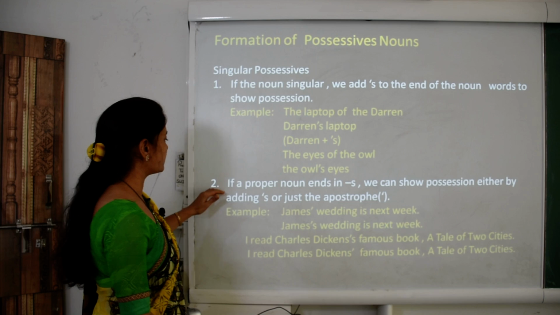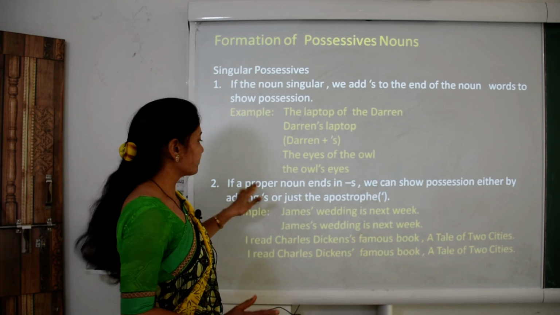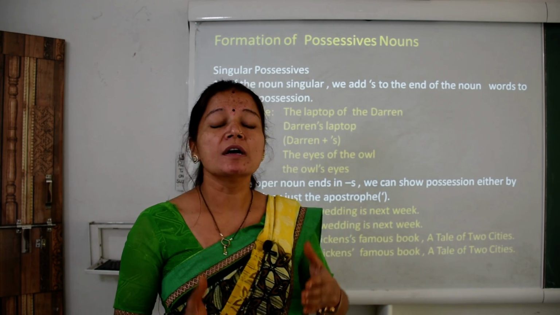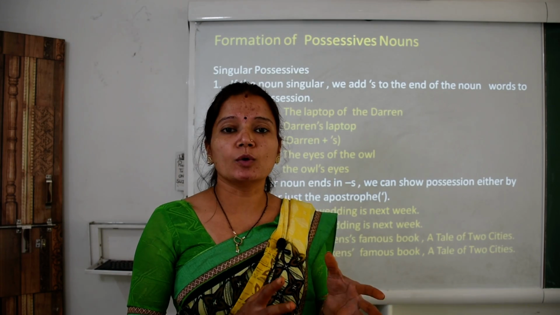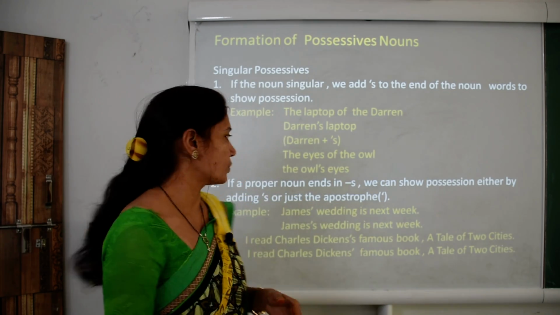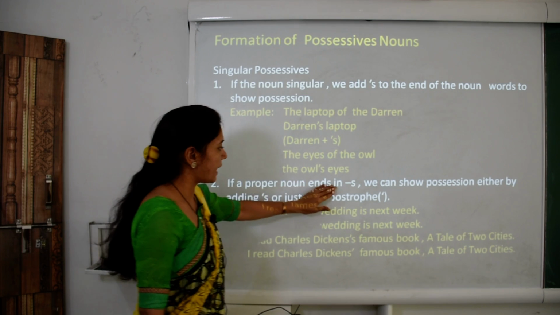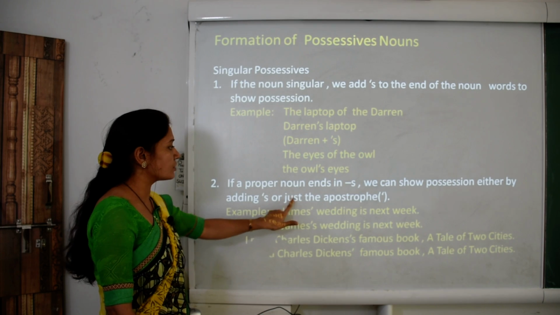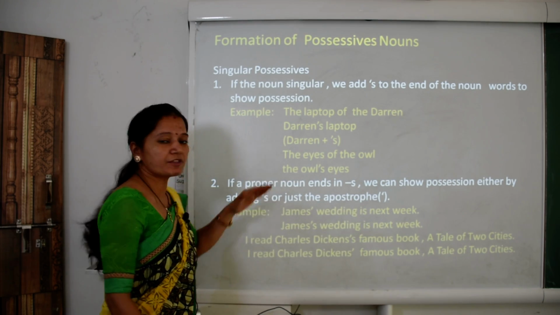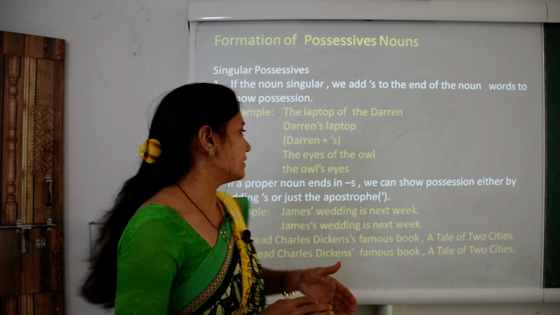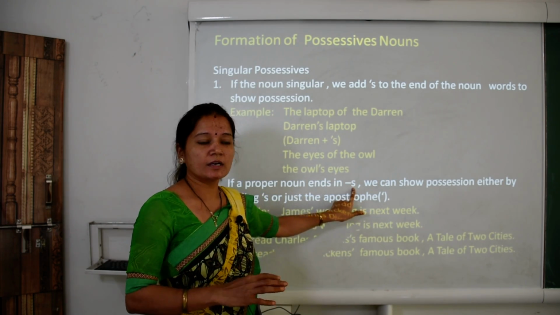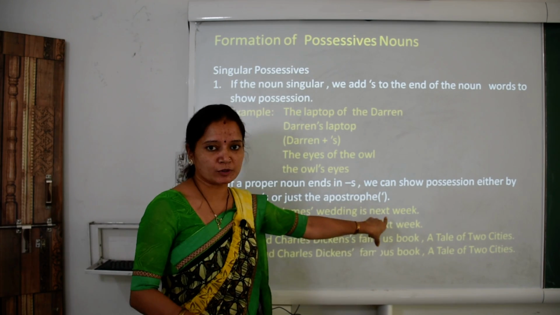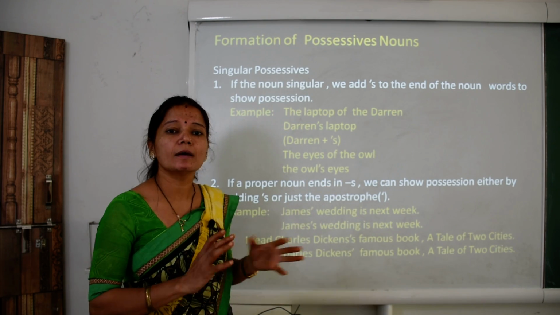Now let's look at point number 2. If a proper noun. So what is a proper noun, students? I have already explained that to you. A proper noun is the particular or specific name of a person or place. So if a proper noun ends in s, we can show possession either by adding apostrophe s or just the apostrophe. Okay, so we can use both ways.